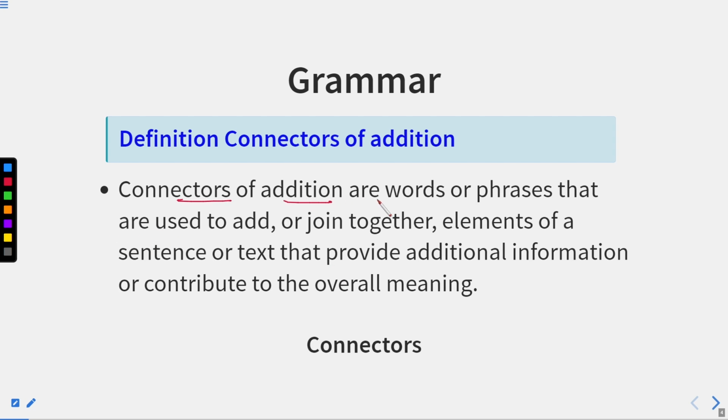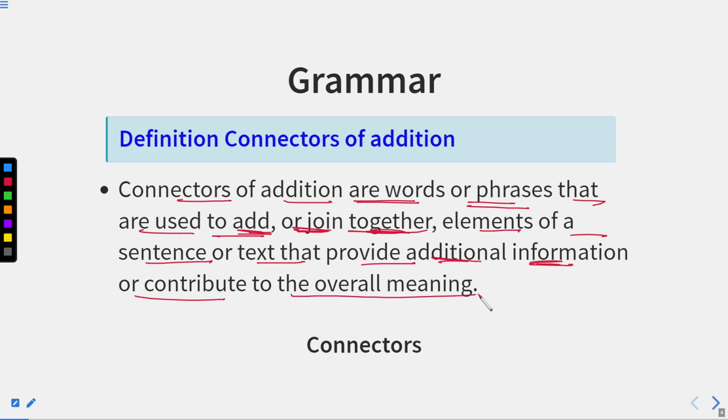Connectors of addition are words or phrases that are used to add. It means join together. It means when two or more sentences are added or joined together, the connector which we are using to add those elements or those sentences or those clauses are known as connectors of addition. Now, elements of a sentence or text that provide additional information or contribute to the overall meaning.